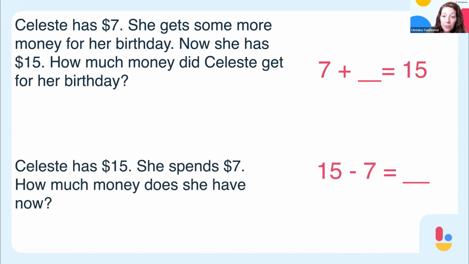And then the bottom one, where Celeste has $15 and she spends $7, is actually, you have 15, you're taking away 7, and we're trying to figure out how much we have left, right? That to kids is a true subtraction problem. It is 15 and we're taking away 7. How much do I have now?